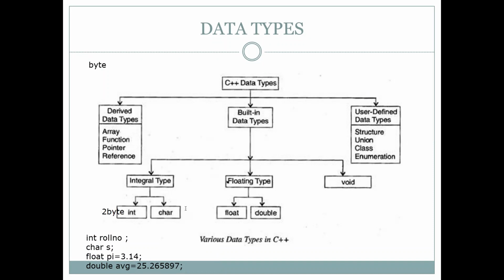Okay, whereas your character has a size of 1 byte, then float has a size of 4 bytes, and double is of 8 bytes. And void means nothing. Okay, so your 1 byte is equal to what?